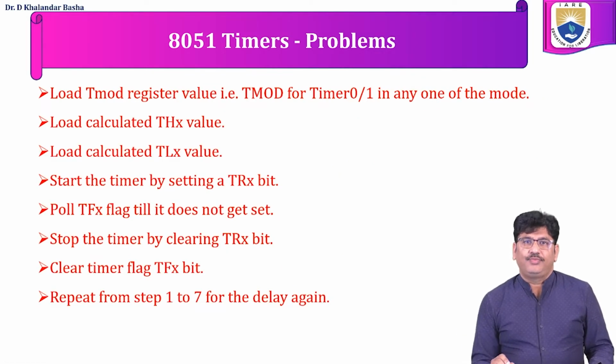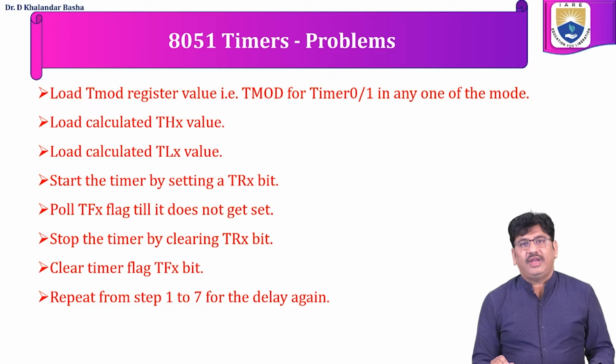For 8051 programming of timers, first we have to load the TMOD register for timer 0 or timer 1, depending upon the mode of operation. Then we have to calculate the load value, that is the count value, in the THX register as well as the TLX register, depending upon either timer 0 or timer 1. X indicates 0 for timer 0 and 1 for timer 1. Then start the timer by setting the TRX bit in the TCON register: TR0 for timer 0, TR1 for timer 1.